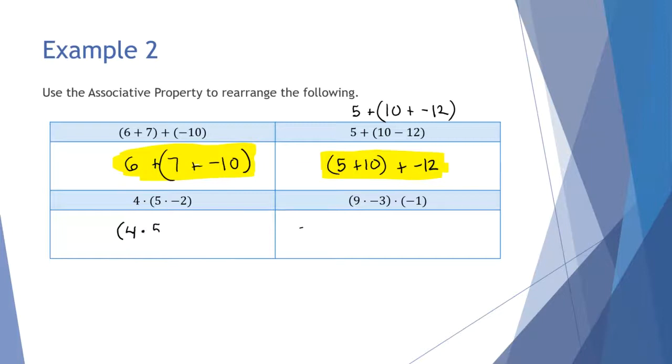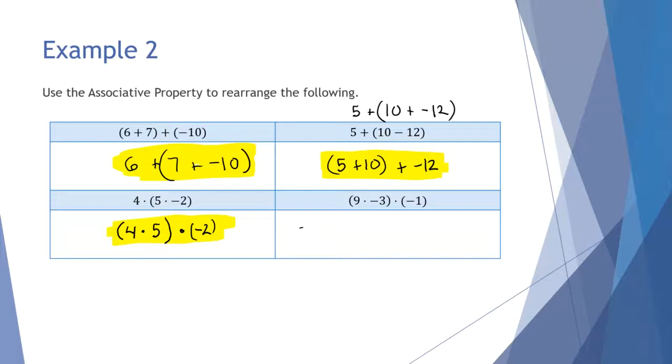So that's 4 times 5, and then multiplying by negative 2. I'm going to put just parentheses around the negative 2 so it doesn't look like subtraction. I just moved where my parentheses were. And you can only do this if you have things that are multiplied. If division is involved, you can't do it.